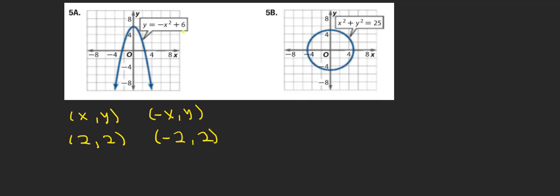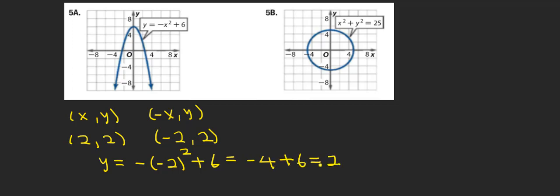Well, let's plug it in and see what happens. What is y equals negative times negative 2 squared plus 6? We end up getting negative 2 squared is 4, so negative 4 plus 6 is 2. So we indeed get, when you plug in negative 2, you also get 2. So numerically, we just supported that (2, 2) and (negative 2, 2) are both on the graph. What about algebraically? Let's see what happens when you plug in negative x instead of x and see if you still get the same equation.